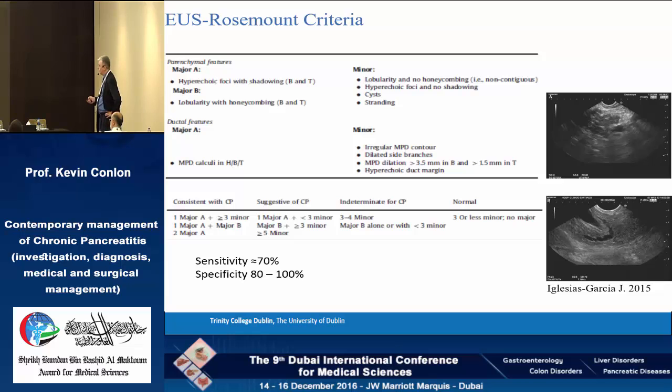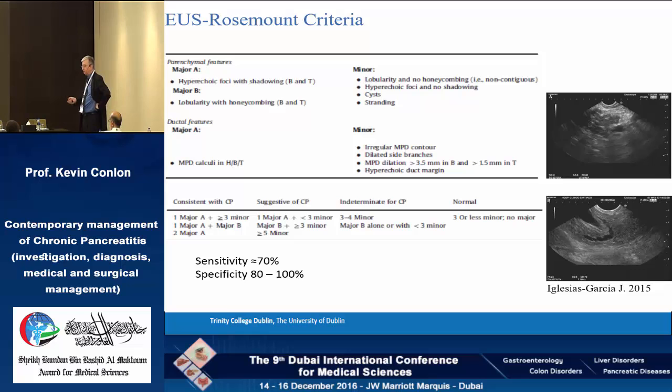The major features are that you have hyperechoic foci with lobularity, or you've got calculi. So if you have two major features, it's consistent, and the minor ones are very subjective: stranding, lobularity, irregular contour, dilated side branches. These are relatively operator dependent and can vary between different operators.